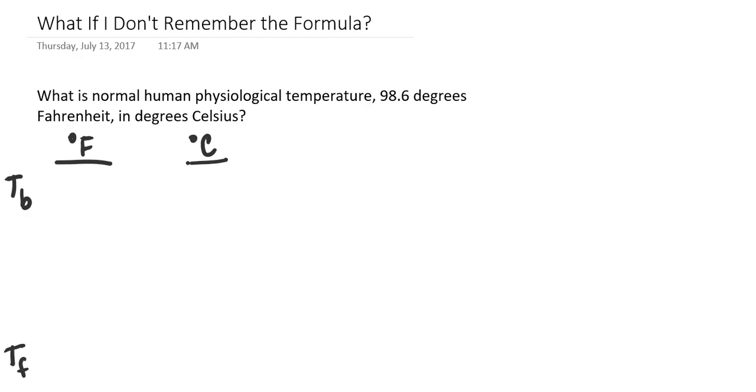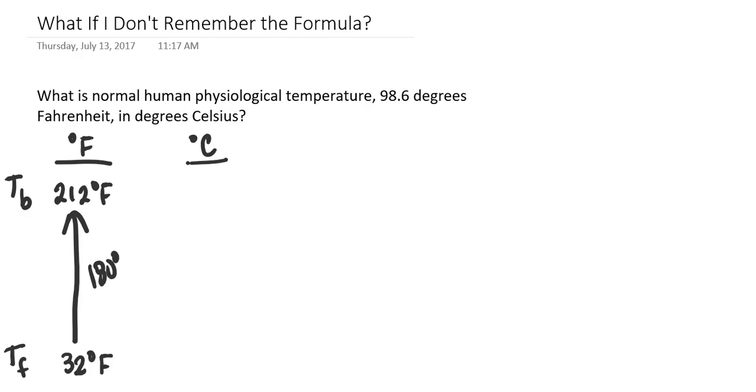Now, if we think of the Fahrenheit scale, the temperature at which water freezes is 32 degrees Fahrenheit. The temperature at which water boils is 212 degrees Fahrenheit. And so if I calculate the range between these two temperatures, that would be 180 degrees separation between the freezing point and the boiling point of water on the Fahrenheit scale.